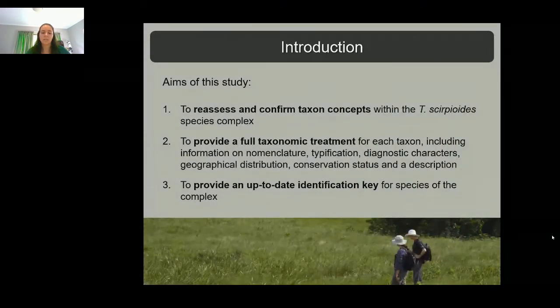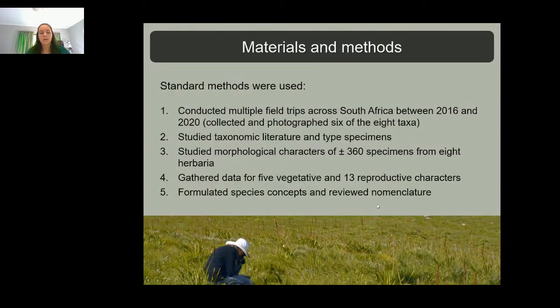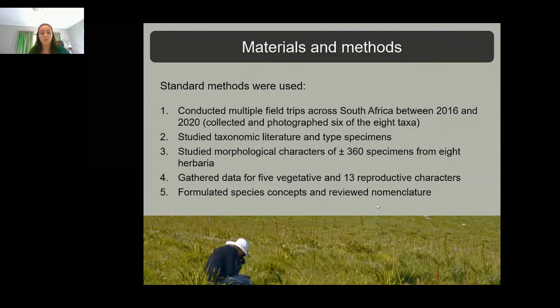The aims of this study were then to reassess and confirm the taxon concepts within the complex, to provide a full taxonomic treatment for each taxon, as well as an up-to-date identification key. We used standard methods. We did quite a lot of field work across South Africa between 2016 and 2020, where we managed to collect and photograph 6 of the 8 taxa. We also studied the taxonomic literature and the type specimens, and looked at morphological characters of about 360 specimens from 8 herbaria worldwide. We gathered data for 5 vegetative and 13 reproductive characters in the end, formulated species concepts and reviewed the nomenclature.